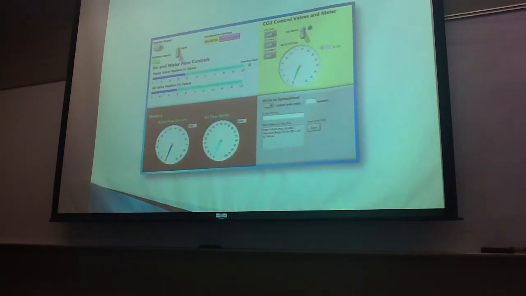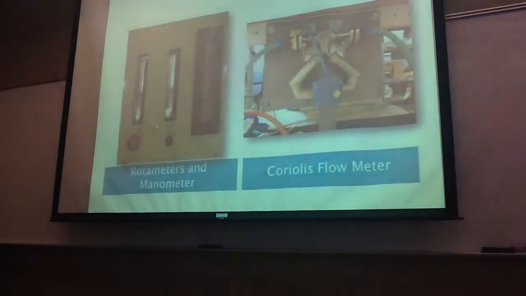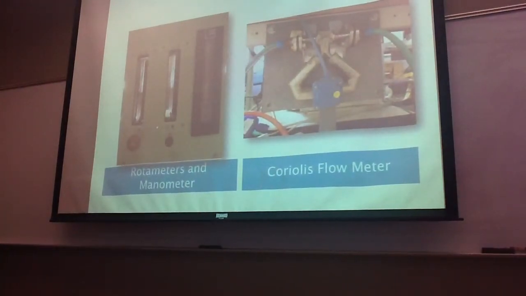This is just the LabVIEW display of the absorber water flow system. As you can see, it's both water flow and airflow. And this is a picture of some of the meters used to measure the actual water speed, the flow meter in particular. On the left side, you see 2 rotameters and a manometer, which are just kind of redundancies.